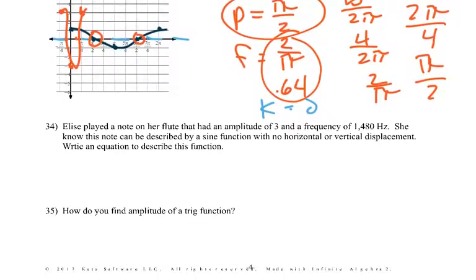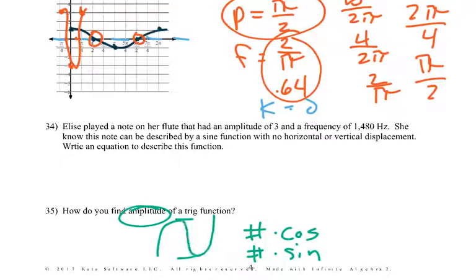All right, 34. Elise played a note on her flute. Oh, let's do 35 first. How do you find the amplitude of a trig function? It's the number in front of the cosine or the sine. Or if you're looking at a graph of it, you go from the top to the bottom, and then you find the difference, and then from the midline up or down.